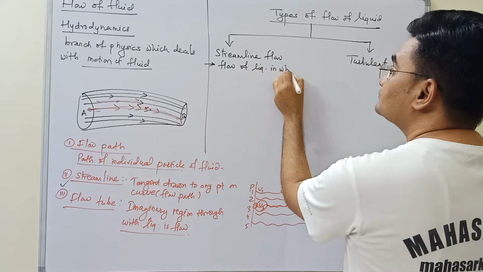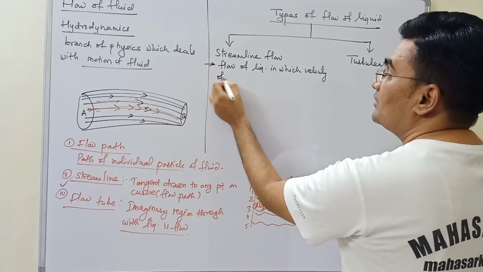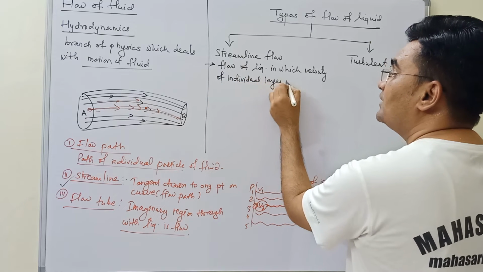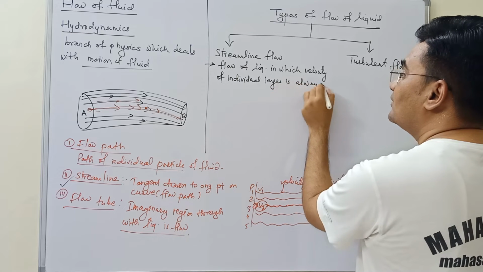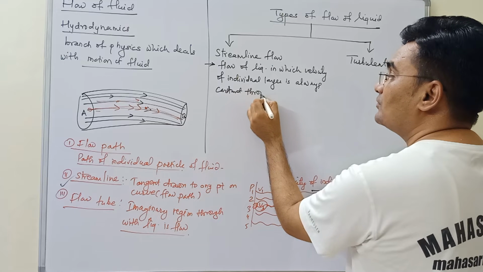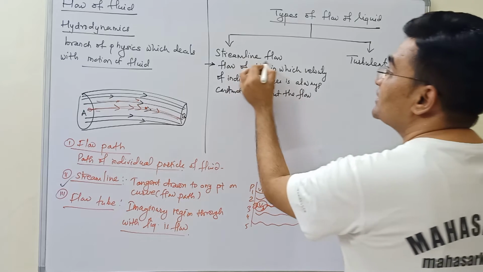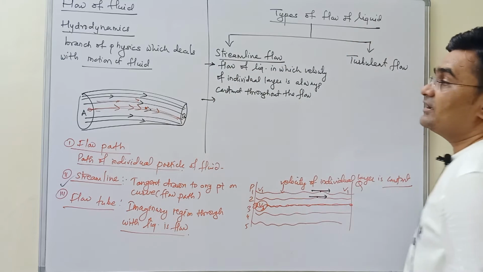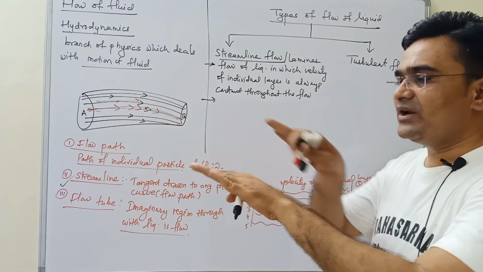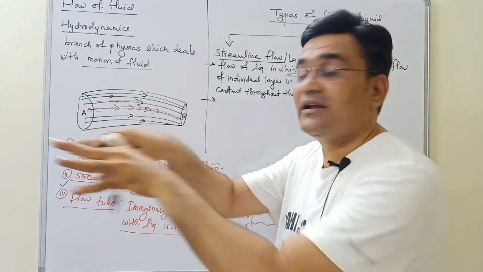So flow of liquid in which velocity of an individual layer is always constant throughout the flow is called streamline flow. It is also called laminar flow. They are like separate layers, one layer flowing, a second layer below that, a third layer below that. They appear like proper layers.